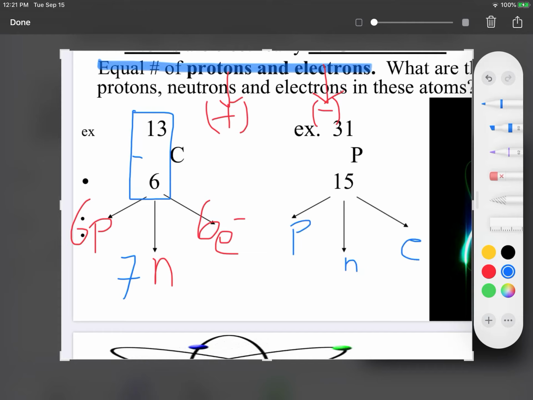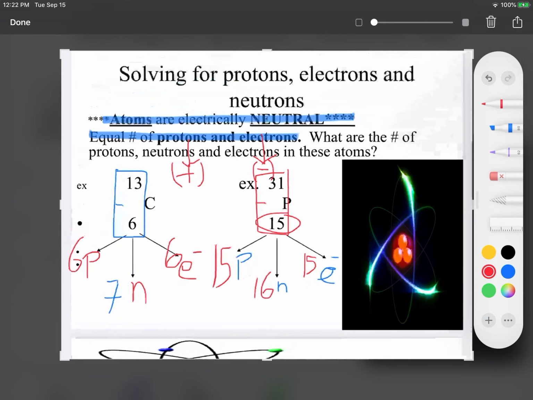Proton, neutrons, electrons, E negative. Okay, again, how many protons are here? Well, the atomic number, which is the bottom number, tells you the number of protons. So it's 15 protons. In any atom, the number of protons equals the number of electrons, 15. And again, to get the number of neutrons, you simply subtract the mass minus the number. So 31 minus 15 will give us 16 neutrons.